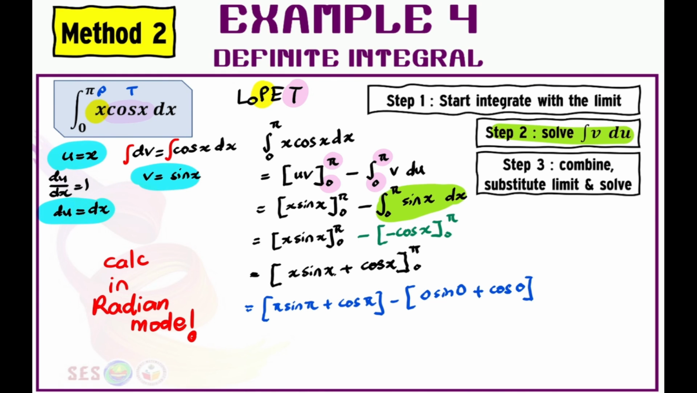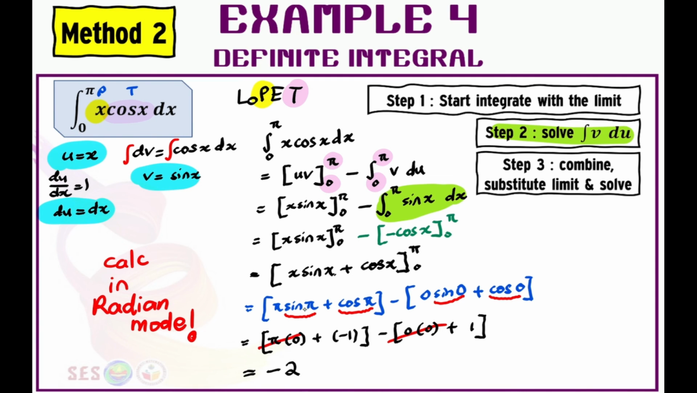So now if you press the calculator for specifically sine pi, cos pi, sine 0, and cos 0 respectively, we will get sine pi by calculator is 0 plus cos pi by calculator is negative 1 minus 0 sine 0 is 0 plus cos 0 is 1. Please be careful, yeah, when you press the calculator. So I cancel out the zeros and I will left with negative 1 minus 1. And I will get the final answer is negative 2.